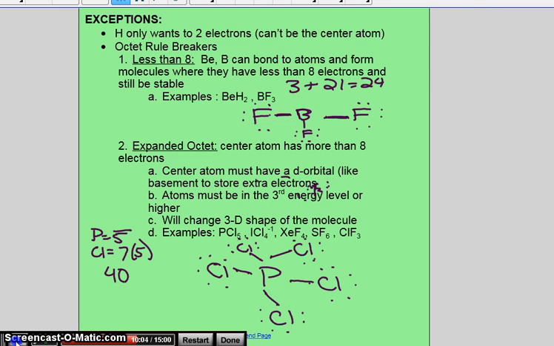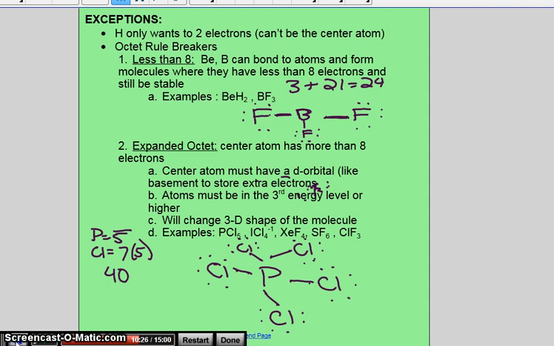Now, in this case, if you notice, in order to be able to bond 5 chlorines to this, you have to have 10 electrons around the phosphorus. I have an extra pair of electrons attached to the phosphorus that are making it break the rule. But if you look, 5 times 8, each chlorine has 6 unpaired electrons and 2 in that shared pair.